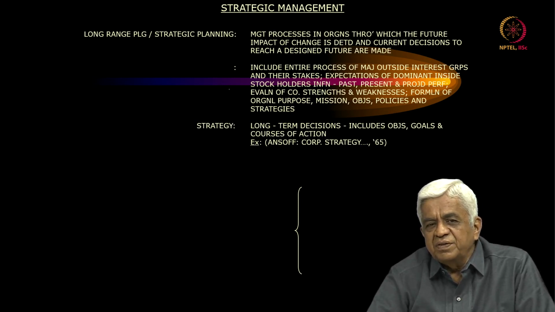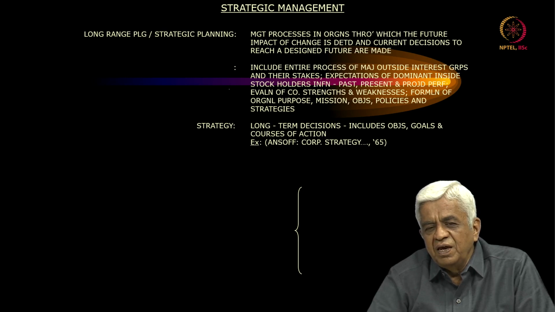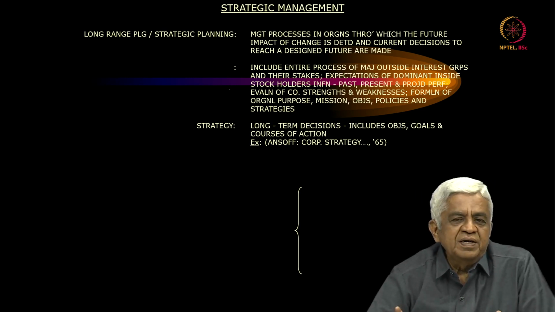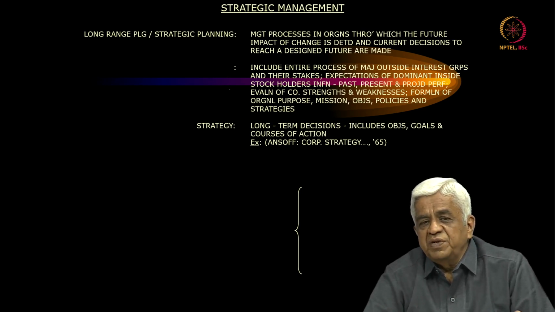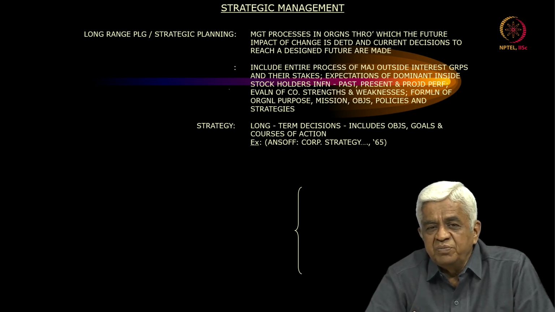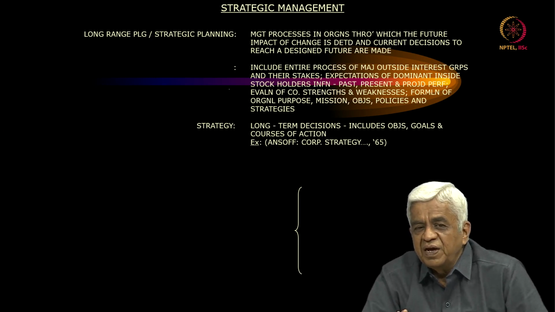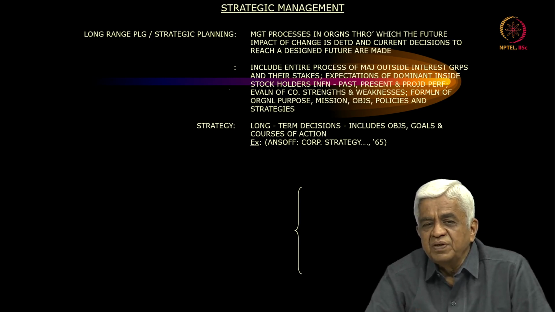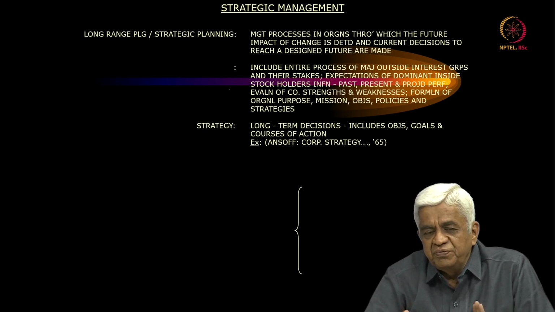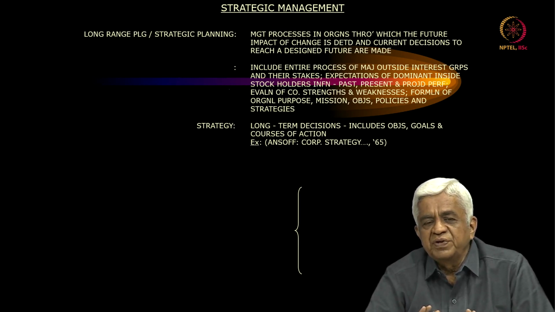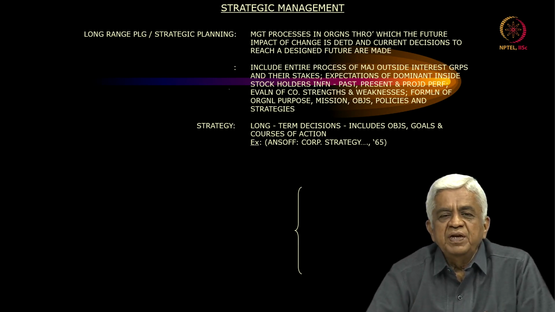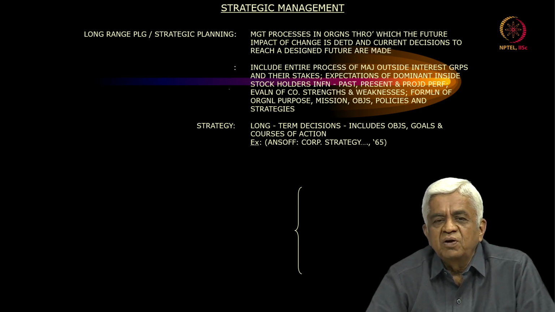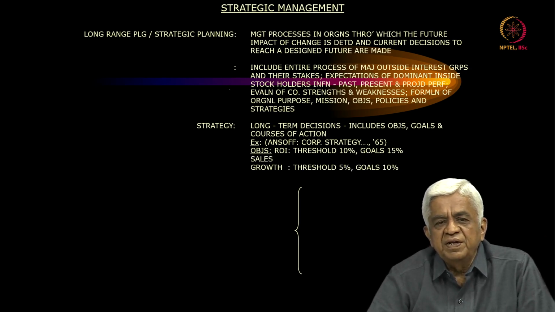Now, when you look at this strategy, what are we looking at? We are looking at long term decisions. These long term decisions include objectives, goals and the courses of action. As I mentioned to you, this type of exercise was first done by Ansoff when he did work on corporate strategy for Lockheed Aircraft Corporation in the year 1965.